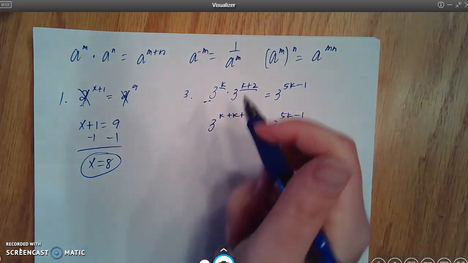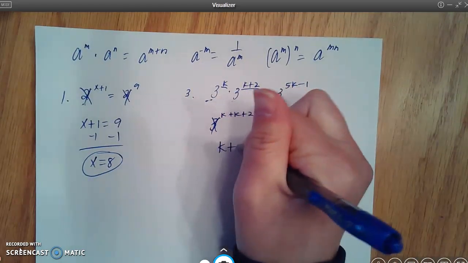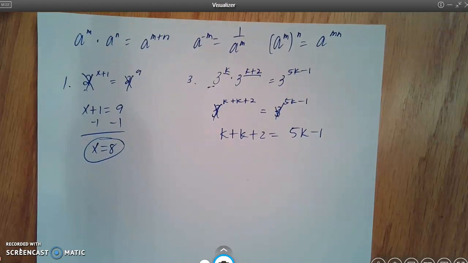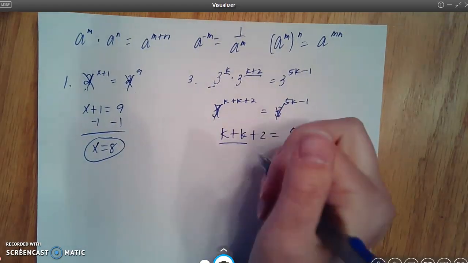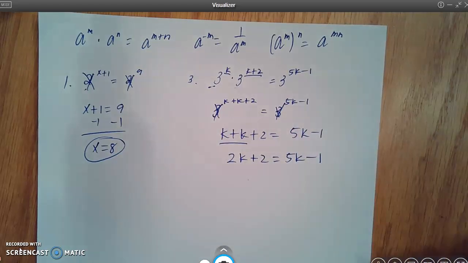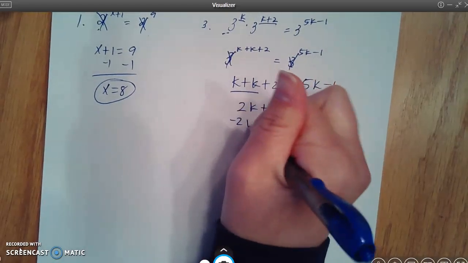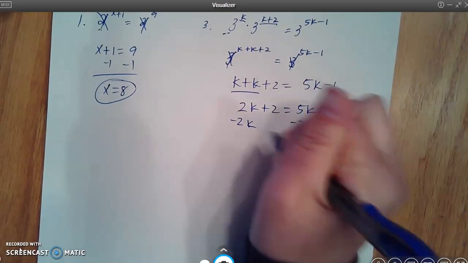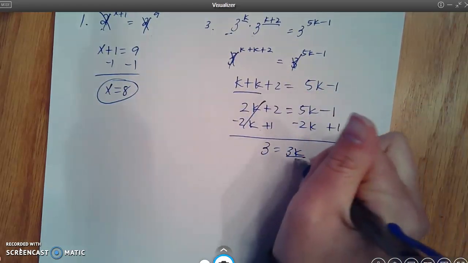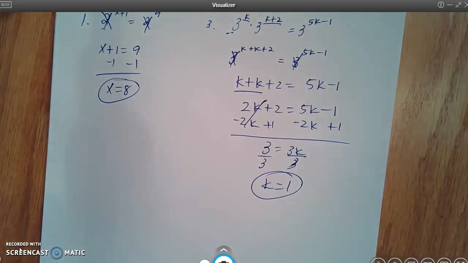The reason I do this is now I have one base of 3, one base of 3, so my 3's can cancel off. I'm left with k plus 2 equals 5k minus 1. And now we can go through and solve this equation. Over here, k plus k is 2k. Since there's no squared term, you just need to be able to get your k's on the same side. So I'm going to subtract my 2k, and I'll add 1. I'm going to get 3 is equal to 3k, divide by 3, and k is 1.